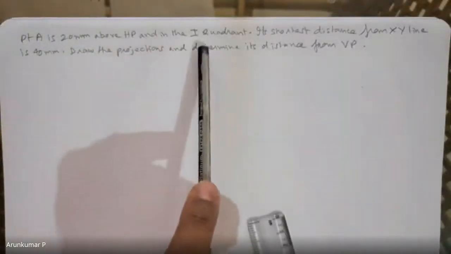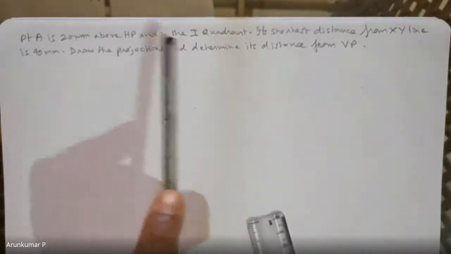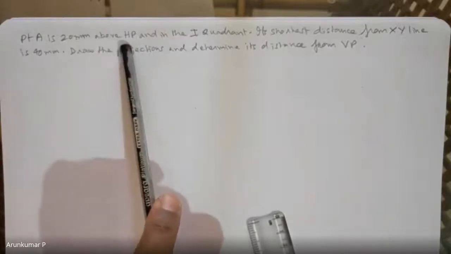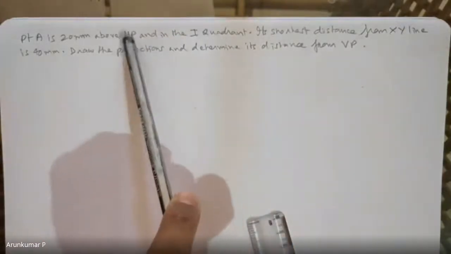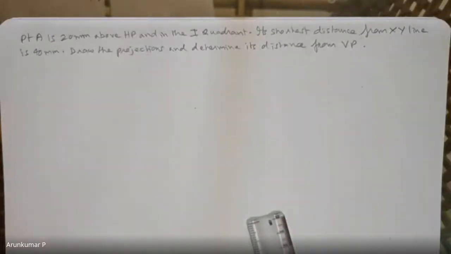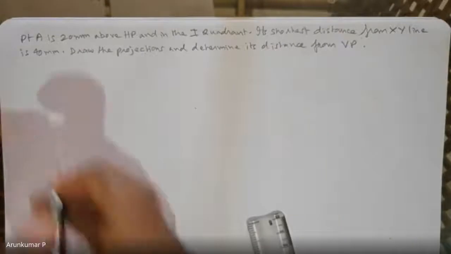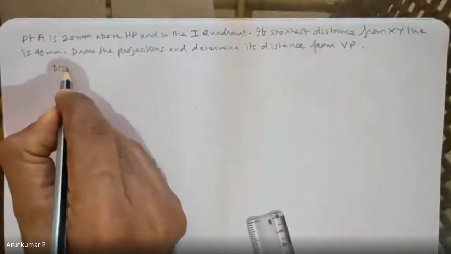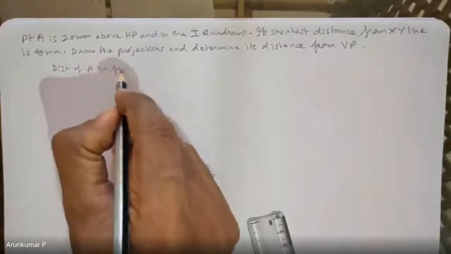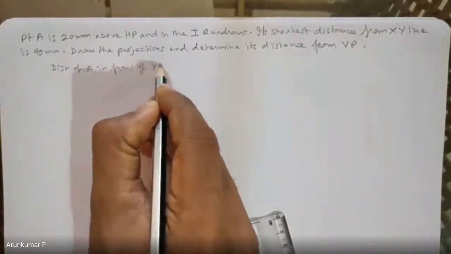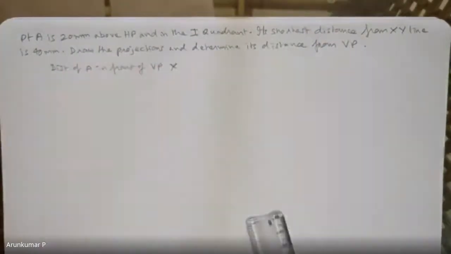But it is given that it is in the first quadrant. How much the point A is in front of VP is not given. How much it is above HP is given. So this is the first point that you need to understand. So the distance of A in front of VP is not given.